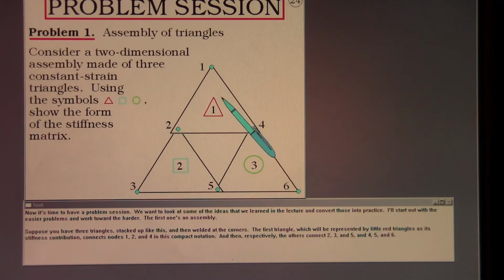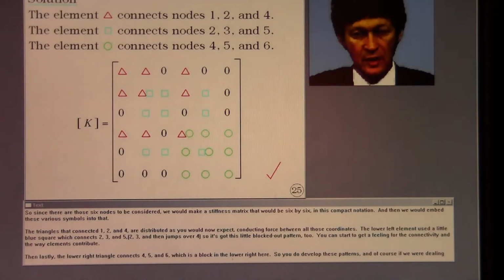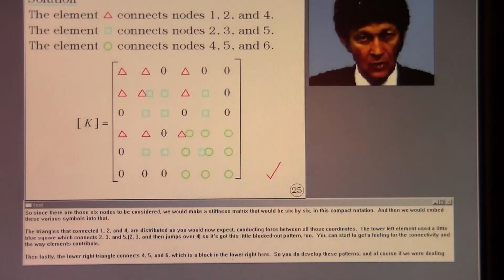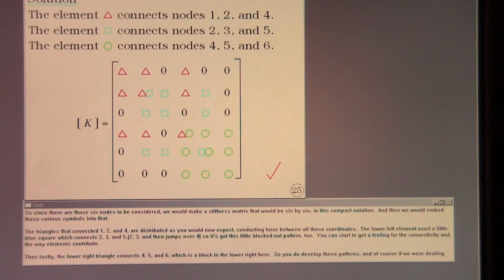The first triangle, which will be represented by little red triangles as its stiffness contribution, connects nodes 1, 2, and 4 in this compact notation. And then respectively the others connect 2, 3, and 5, and 4, 5, and 6. So since there are those 6 nodes to be considered, we would make a stiffness matrix that would be 6 by 6 in this compact notation.